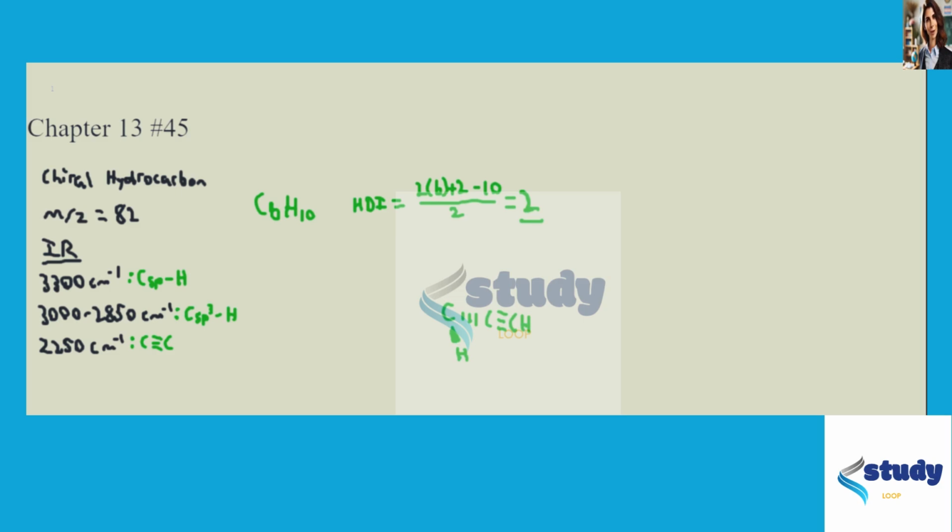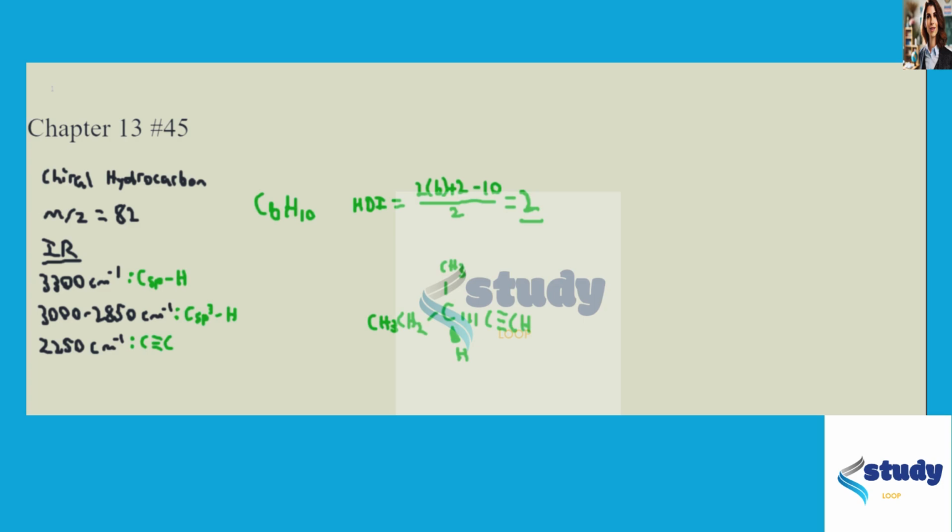And then we need to account for 3 more carbons. So let's make one a methyl group. And then let's put an ethyl group over here. CH2. Okay, so let's count. 1, 2, 3, 4, 5, 6. 3, 5, 6, 9, 10. So this fulfills our C6H10 formula. We have our 2 degrees of unsaturation in the triple bond. We meet all the criteria that the IR gave us. And this is indeed a chiral hydrocarbon.